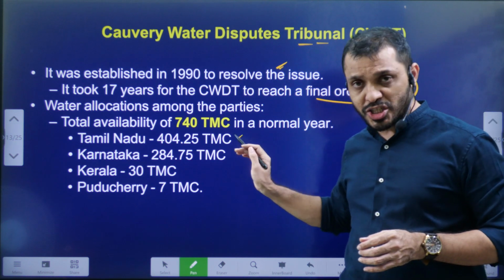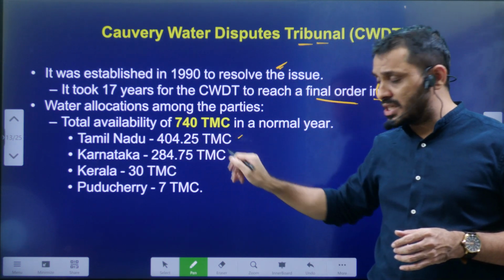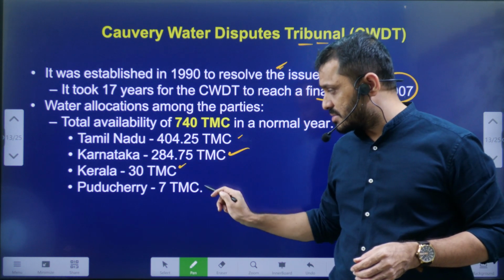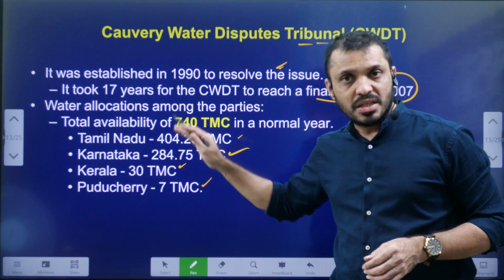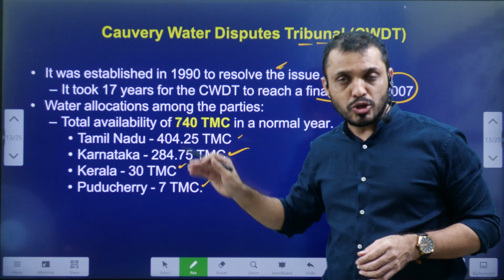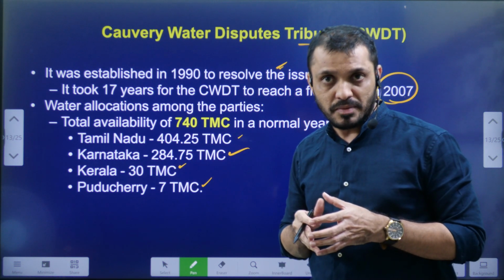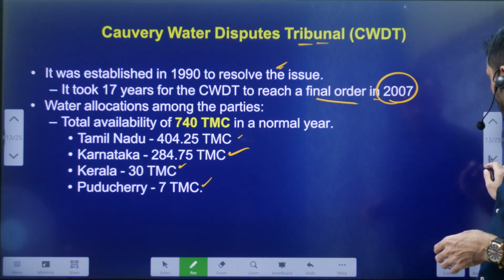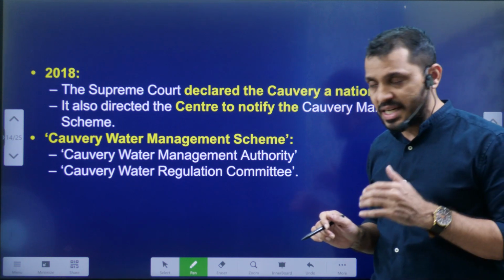Tamil Nadu will get the major share of the water, around 404 TMC, Karnataka will get 284 TMC, Kerala 30 TMC, and Puducherry 7 TMC. This is the water sharing formula proposed by the Cauvery Water Tribunal, and even this was supported by the Supreme Court. Why did the Supreme Court come into this picture? Let us see.